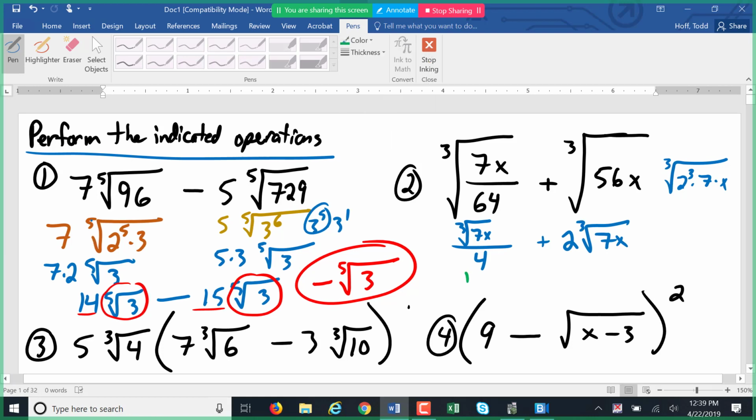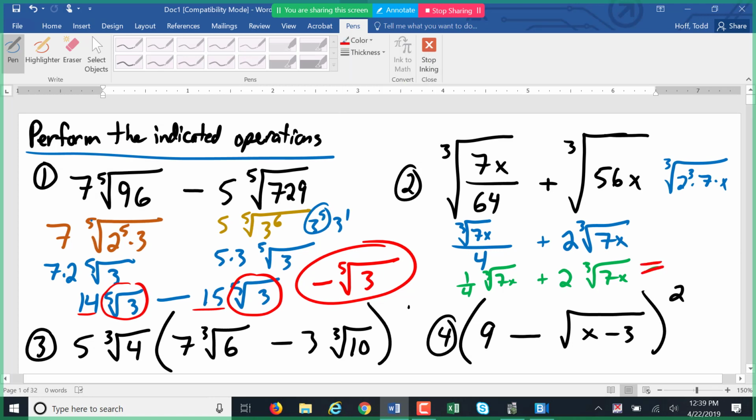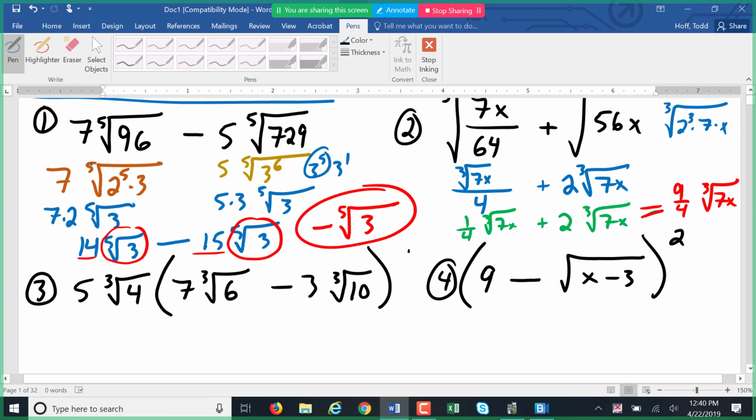So this is basically 1/4 times the third root of 7x plus 2 times the third root of 7x. 2 plus 1/4. We typically don't use 2 and 1/4 in front of it. We'd make that 9/4 times the third root of 7x. If you wrote it as 2 and 1/4 times the third root of 7x, I'd be okay with that. My math lab may mark it wrong. Any questions on those first two?